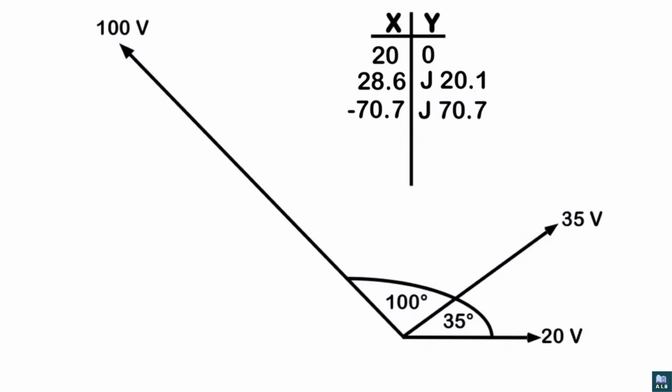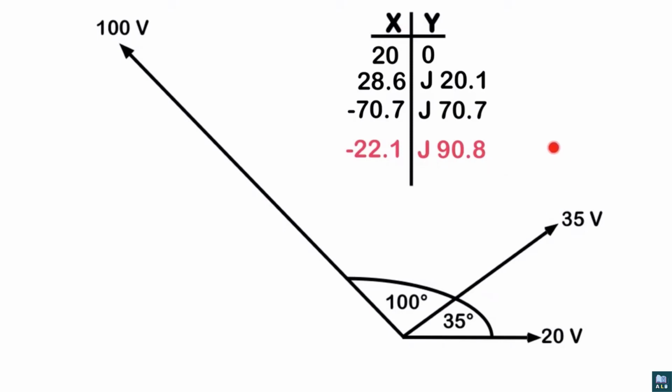Now I go ahead and add up all my x's and add up all my y's, and I get my rectangular version of the addition of these vectors. So I get negative 22.1 for my x and j90.8 for my y.